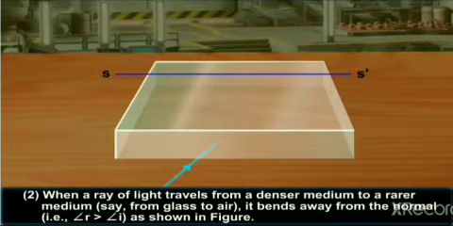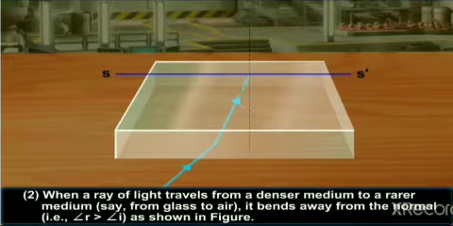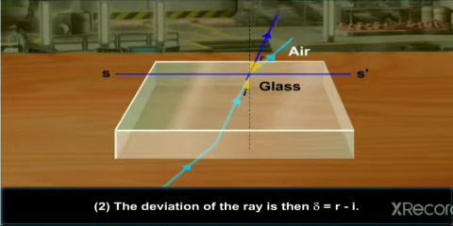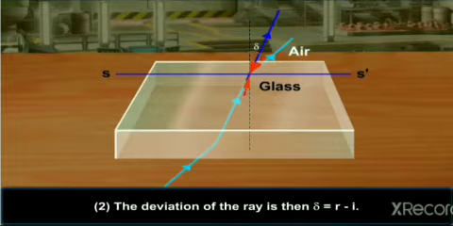2. When a ray of light travels from a denser medium to a rarer medium, say from glass to air, it bends away from the normal, that is, angle R is greater than angle I, as shown in the figure. The deviation of the ray is then delta equals R minus I.